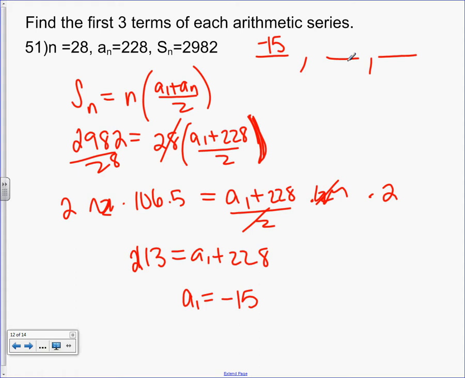What would be really nice if I had it? The common difference, right? I don't have it. I'm stuck. First equation. When you get stuck, it's probably the first equation. A sub n equals a sub 1 plus n minus 1 times d. I'm hoping I have everything except for the common difference, which I think I do. So a sub n is 228 still. A sub 1 we just said was negative 15. N they said was 28. You solve for d.